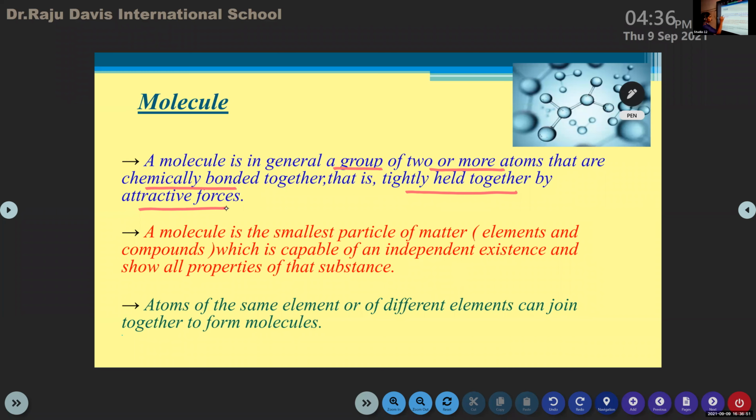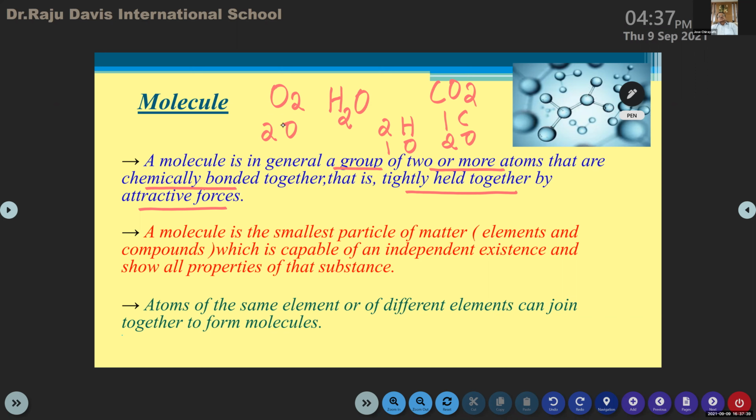So we can define molecule. A molecule is in general a group of two or more atoms. In the case of H2O, you know that two hydrogen atoms and one oxygen atom, right? In the case of carbon dioxide also, one carbon, two oxygen atoms. In the case of oxygen molecule, two oxygen atoms, right? So a molecule is in general a group of two or more atoms that are chemically bonded together, that is tightly held together by attractive forces. That's the first point about molecule. Clear, children? Yes, ma'am.